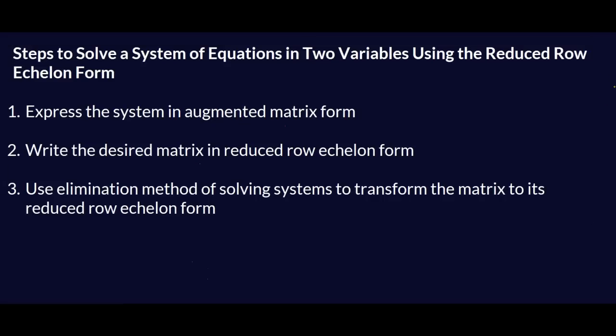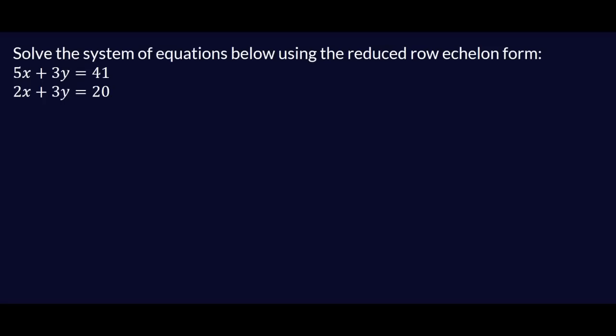So how do we go ahead and solve a system of equations in two variables using the reduced row echelon form? First of all, you want to express the system as an augmented matrix, and then you're going to write the desired matrix in reduced row echelon form using the elimination method of solving systems. That's exactly how you're going to create this matrix in reduced row echelon form, and from that you will get the solution to your system. So let's go ahead and get started with some examples.